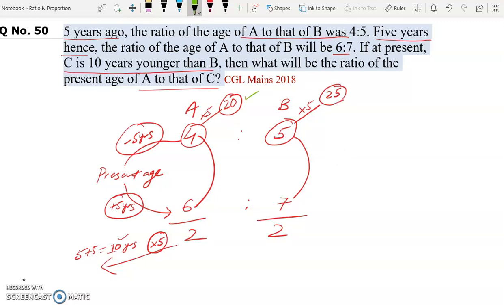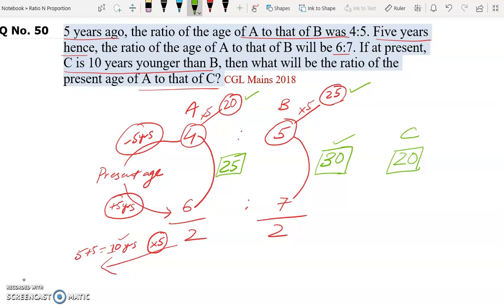Now this is the age of A 5 years ago, and this is the age of B 5 years ago. So if we need to find the present age, we will add plus 5. So 20 plus 5 will give us 25. This is the present age of A, and 25 plus 5 will give us 30. This is the present age of B. Now in this question it says, if at present C is 10 years younger than B. So B's age is 30. So 10 years younger means C will be 30 minus 10, 20 years.